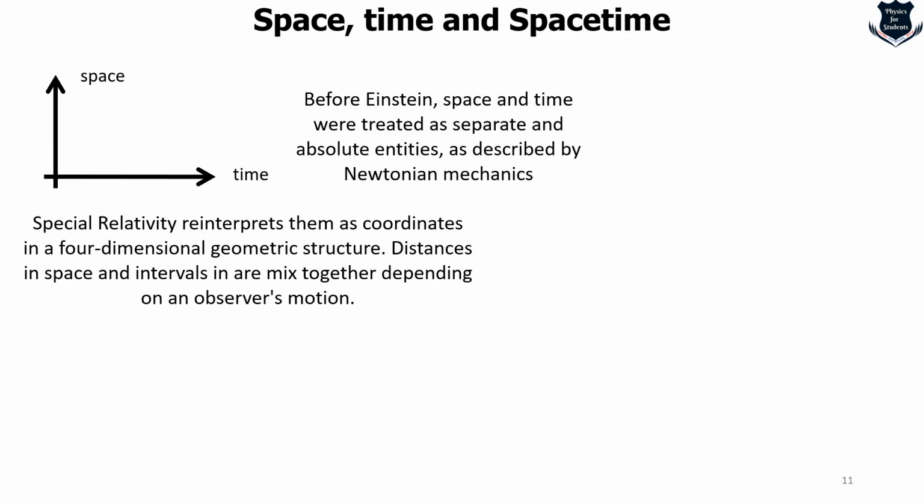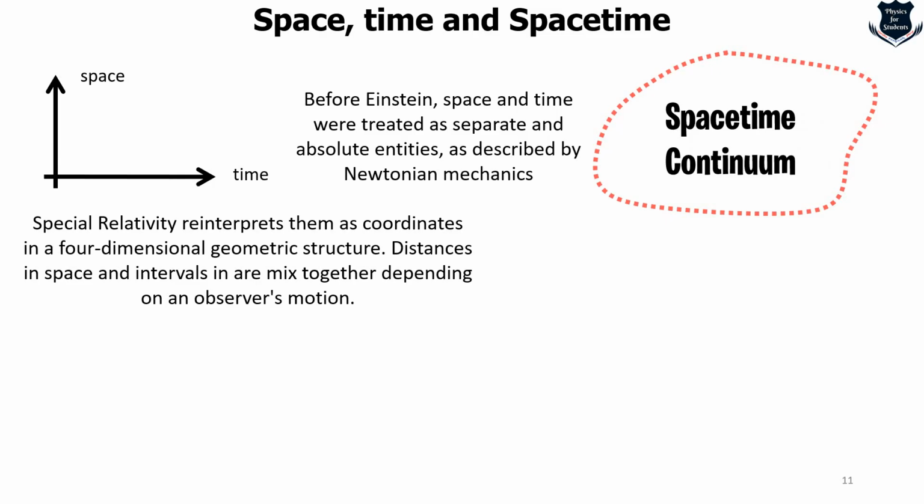So as we start with special relativity, it reinterprets them as coordinates in 4 dimensions. And what we get is this. And this is called a space-time continuum. And this is something which is treating space and time not as independent entities, but as a single entity, and it is a 4-dimensional geometric structure. Now, the key information here is that the distances and intervals in time are no longer absolute but mixed.